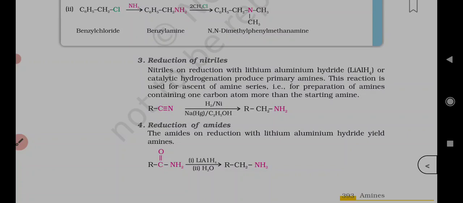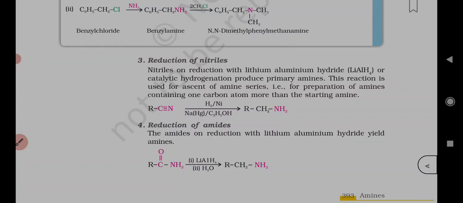The lower aliphatic amines are gases with a fishy odor. They are gases, and they have a fishy odor. Primary amines with 3 or more carbon atoms are liquid, and still higher ones are solid.